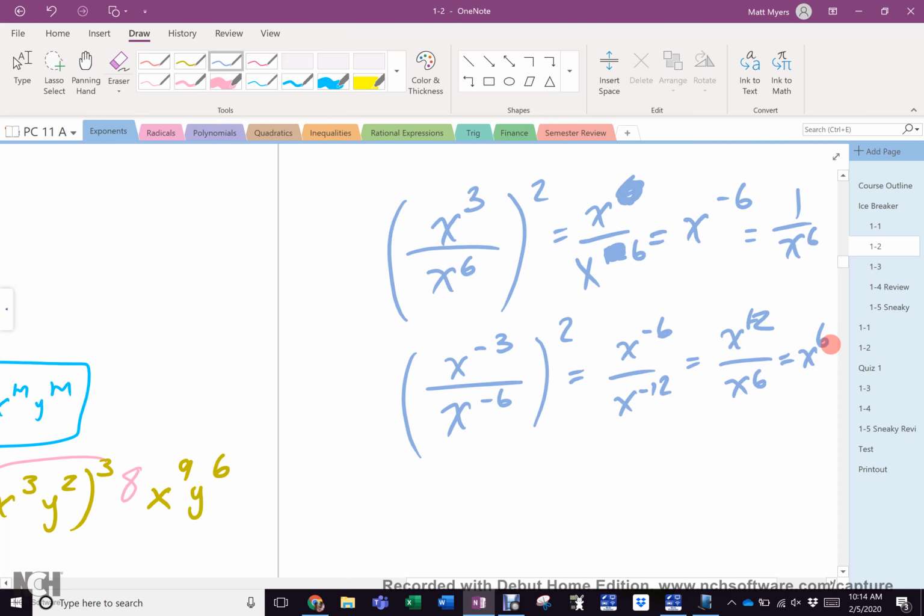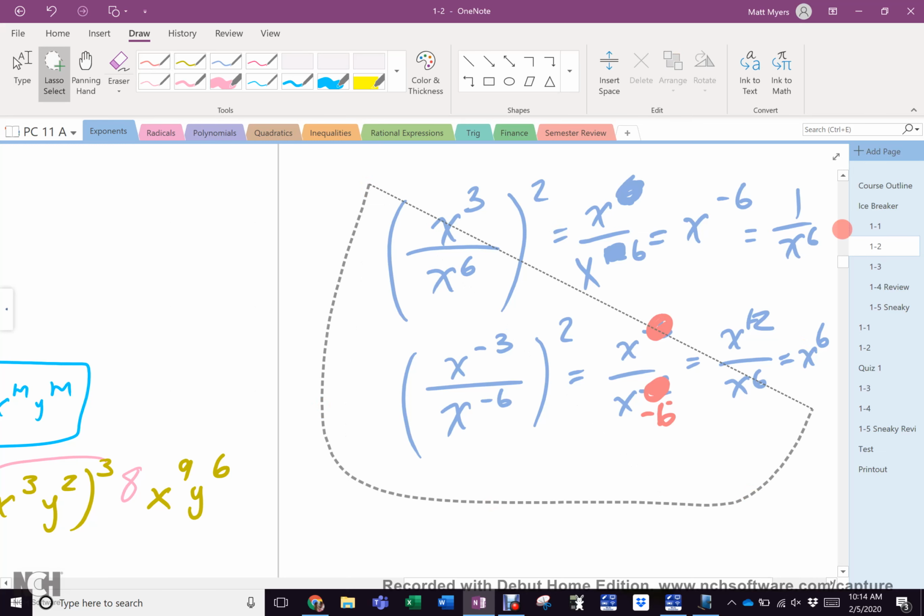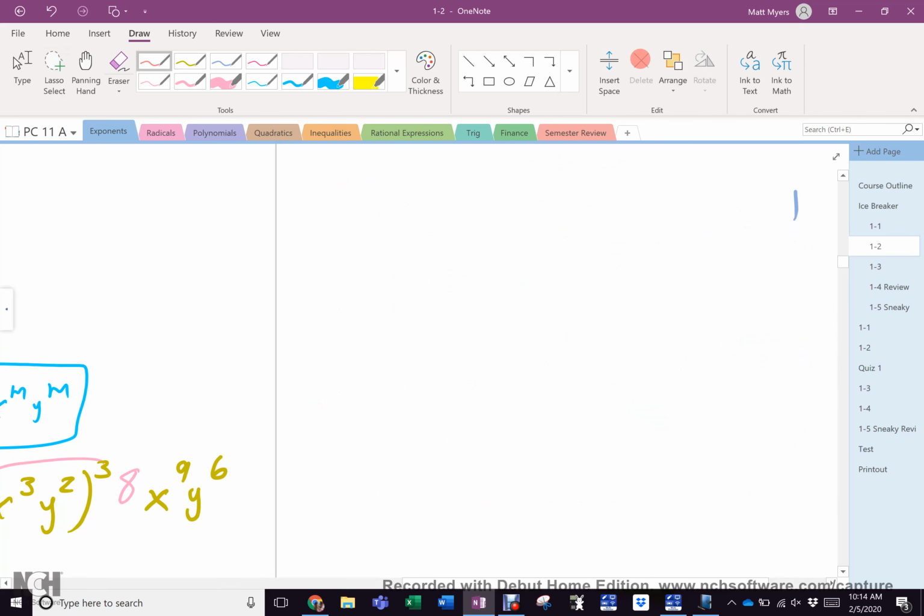Everybody good? Now again, that's not how I see this. I see this as, okay, I've got negative 6 there and negative 12 there, right? So I can get rid of negative 6, which leaves me with negative 6 down here, in a denominator, so I move it up to the numerator. Everybody good? Okay.